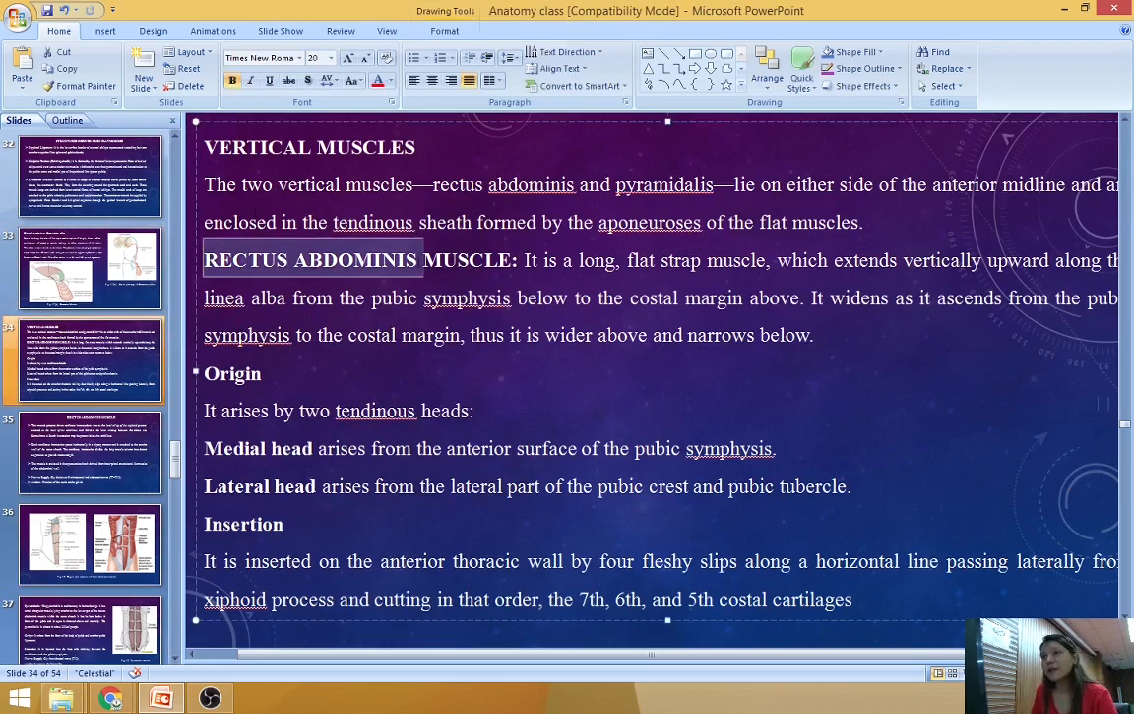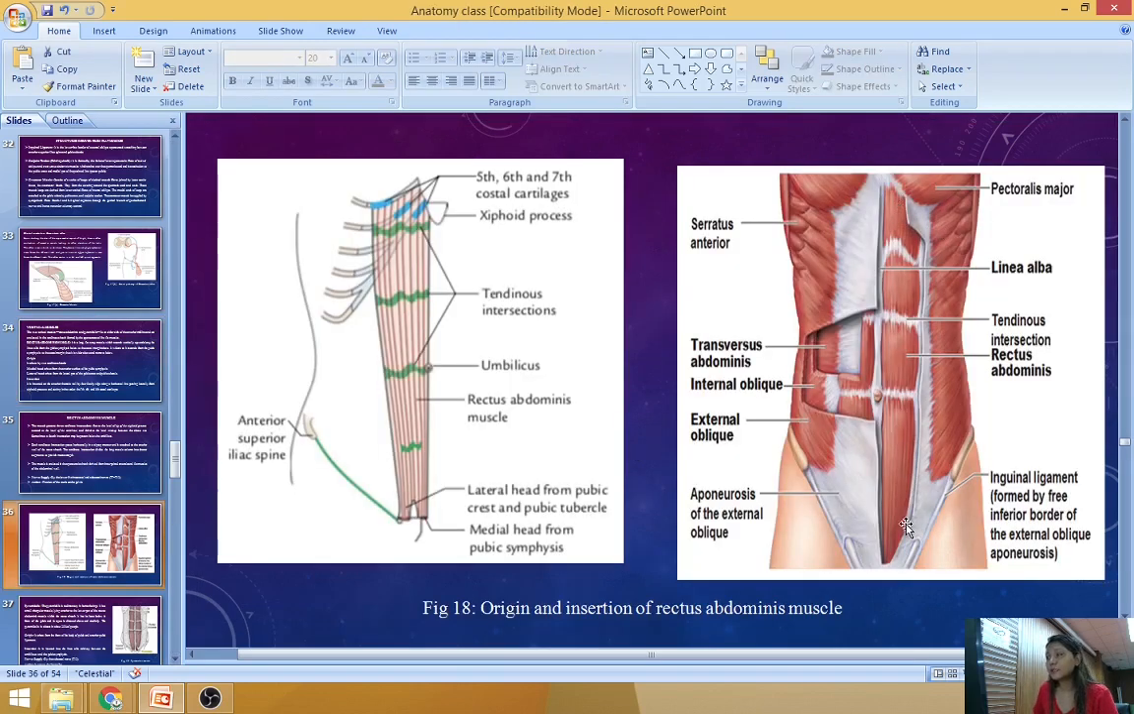Two vertical muscles are the rectus abdominis and the pyramidalis. Pyramidalis is a very small muscle and rectus abdominis is a bulky muscle. Rectus abdominis is a long flat strap muscle, which extends vertically upward along the linea alba from the pubic symphysis below to the costal margin above. It widens as it ascends, so it is wider above and narrow below. This whole bulk of muscle is the rectus abdominis muscle.